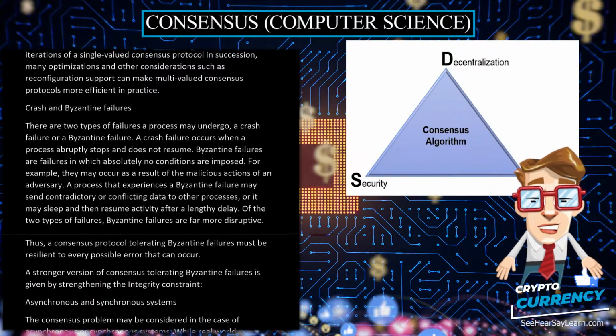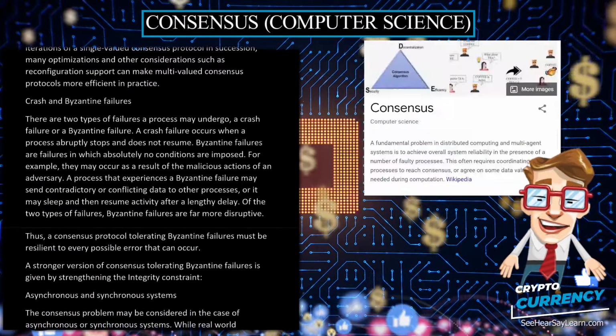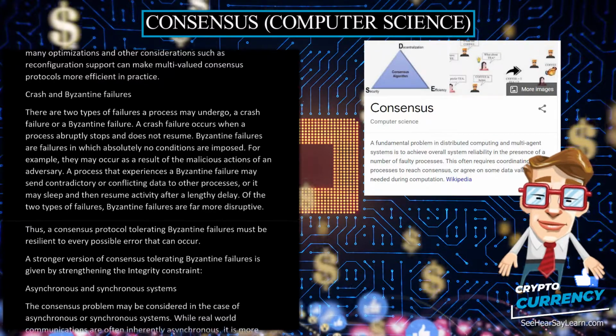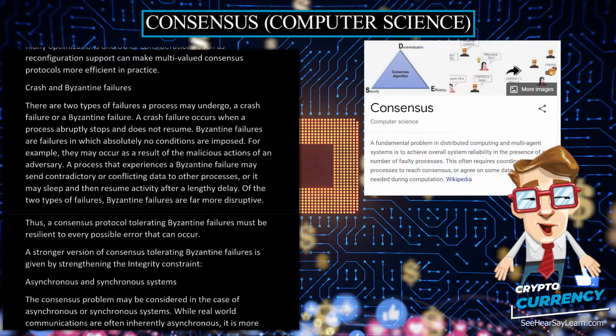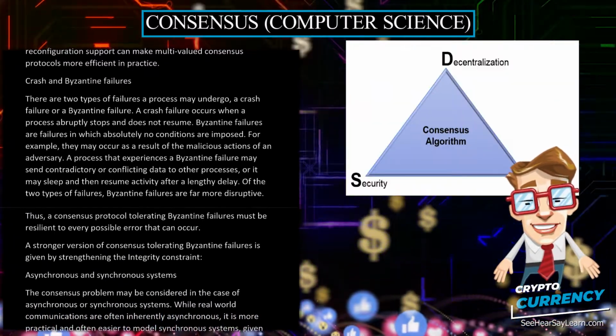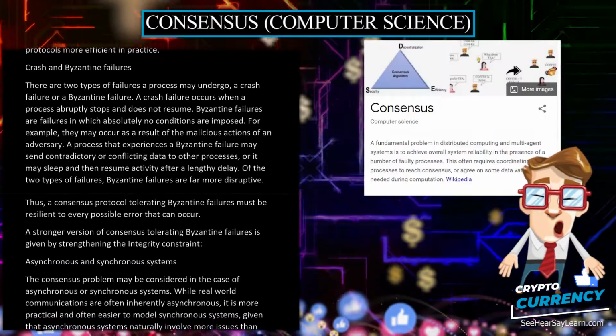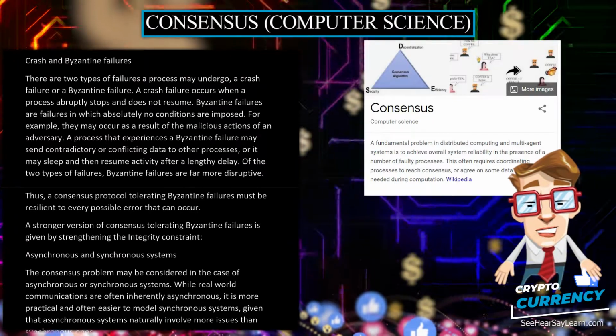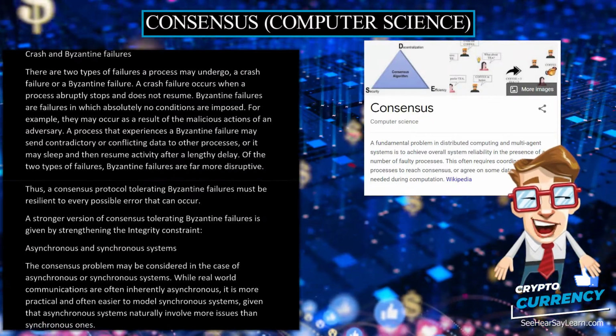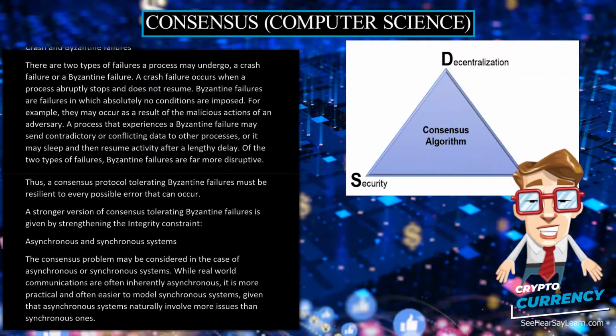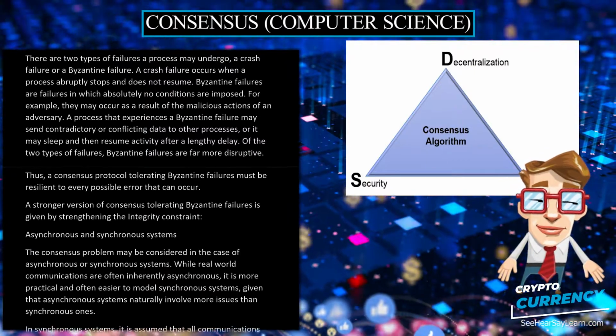Of the two types of failures, Byzantine failures are far more disruptive. Thus, a consensus protocol tolerating Byzantine failures must be resilient to every possible error that can occur. A stronger version of consensus tolerating Byzantine failures is given by strengthening the integrity constraint.